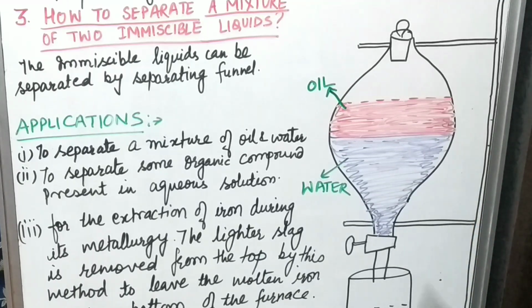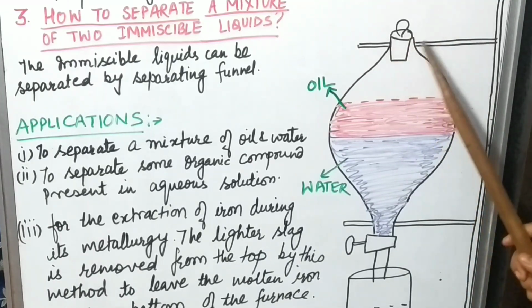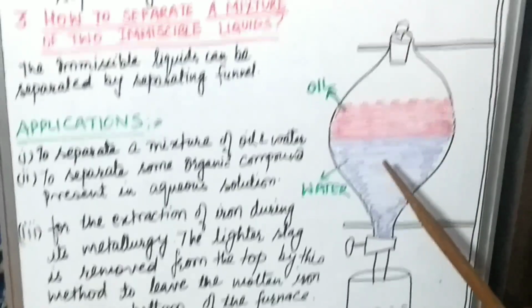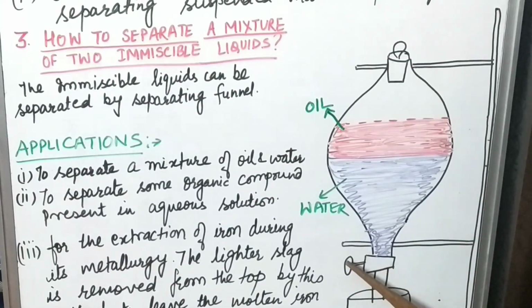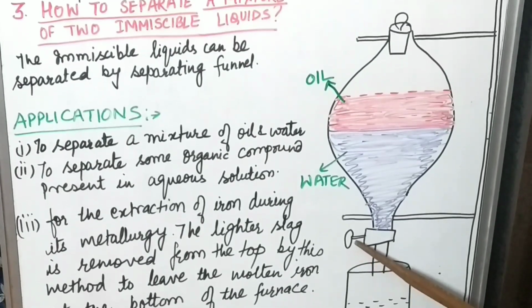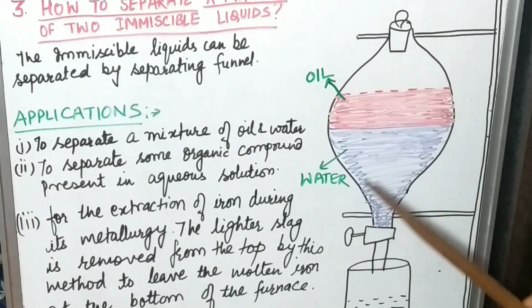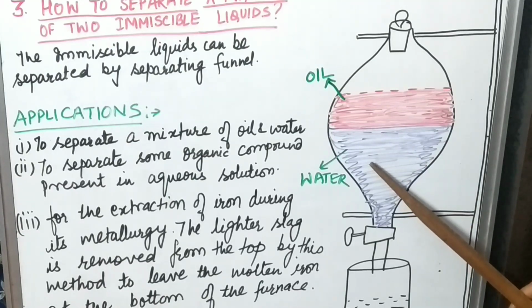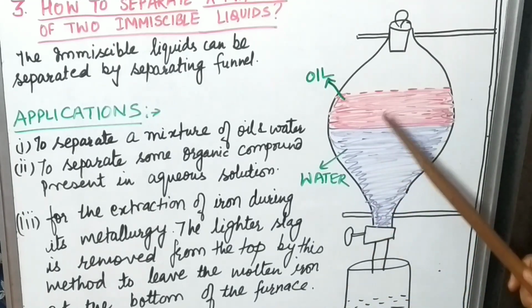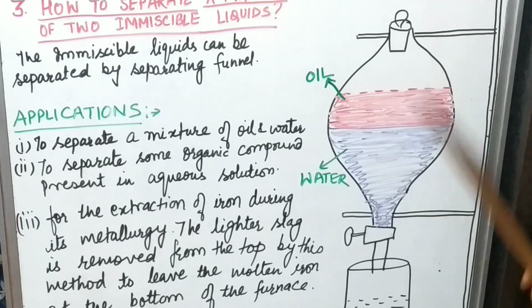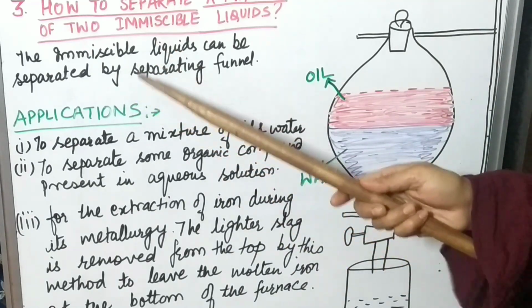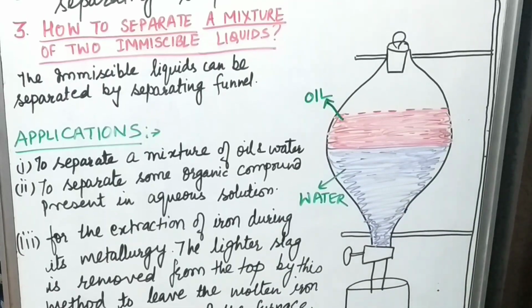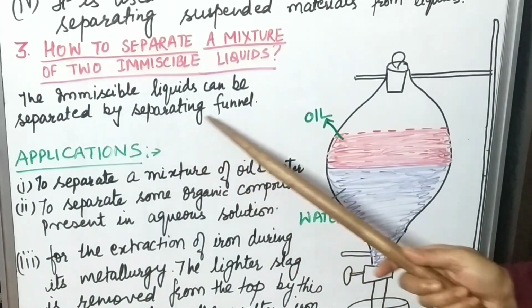Why separating funnel? Try to understand. This is the opening from where you will pour the solution, and here a cork is fitted. You can separate the liquid which is present at the bottom, and then you can tighten the cork again, so that the other liquid which is not mixed with the water will remain in the separating funnel. This is how the two immiscible liquids are separated from each other. So whenever somebody asks you how we can separate oil and water, you will simply say by separating funnel.